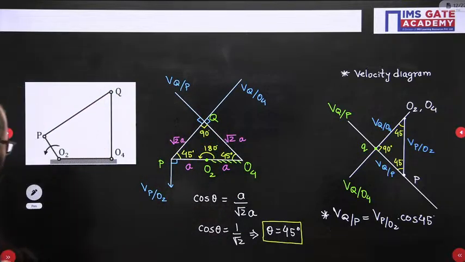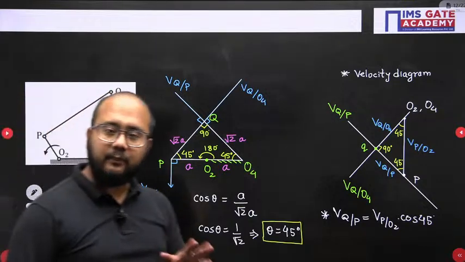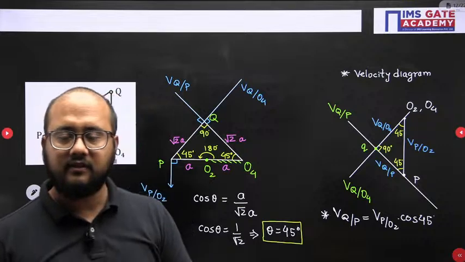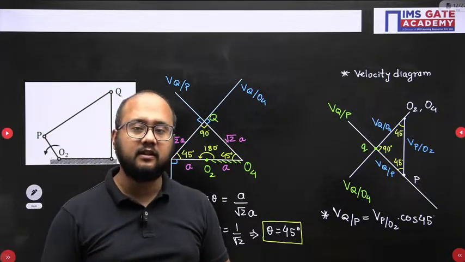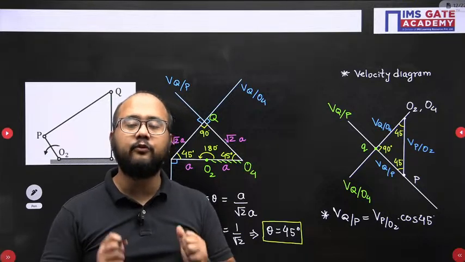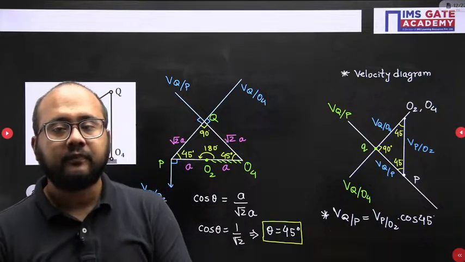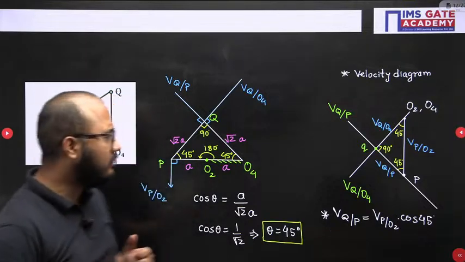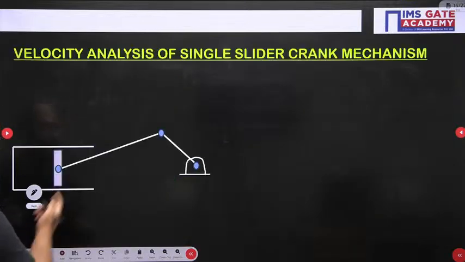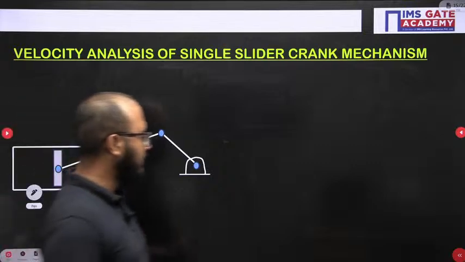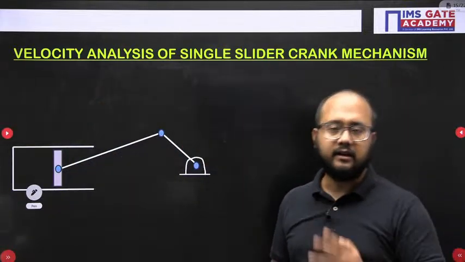Okay, done. So, now tell me, are you able to draw a correct velocity diagram? Yes or no? Are all the steps of the velocity diagram clear? Yes, superb, great. Now, one more mechanism I will be taking here, that is our single cylinder crank mechanism. For this also I will be drawing a velocity diagram.